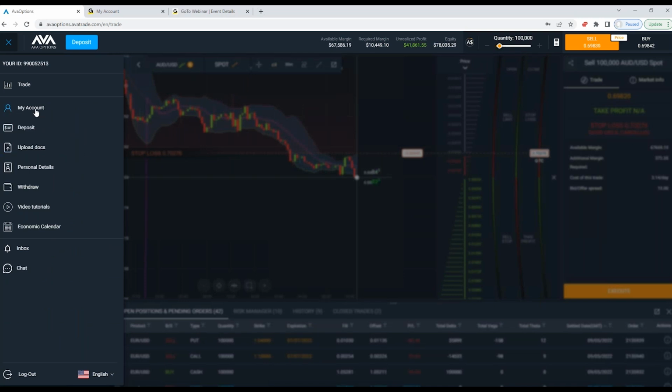You can look at your account to see all of your accounts with AvaTrade and see their balances, and you can do transfers between accounts, etc. You have deposits. You can upload documents if you need to upload a utility bill or some sort of an ID. After you've opened your account, you can do it all here through the web trader or through the app. You can withdraw funds. We have video tutorials. We have the economic calendar, so you can see what events are coming up that could impact the market.